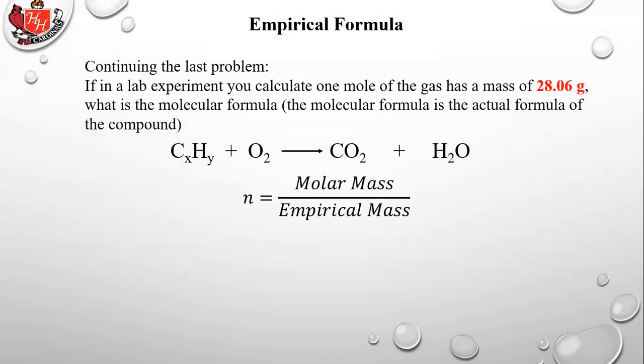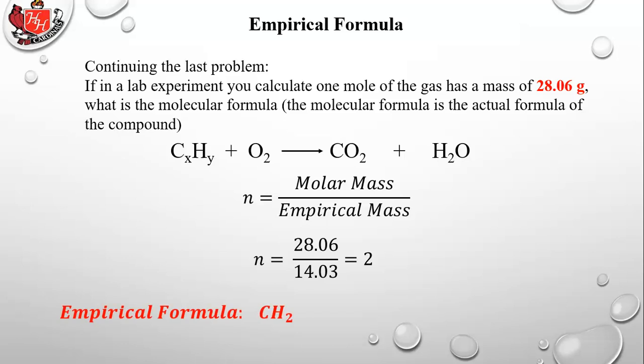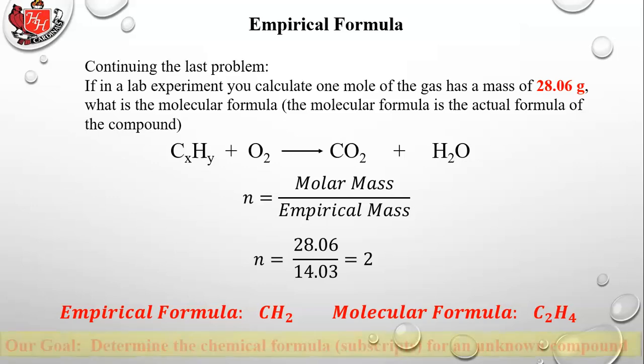So there's the formula. Now we plug in the numbers, 28.06 on top, 14.03 on the bottom, and that gives us a scaling factor of 2. So that means the empirical formula was CH2. The molecular formula, you multiply those subscripts by 2, so it's C2H4. And that's how you calculate the molecular formula of an unknown compound.